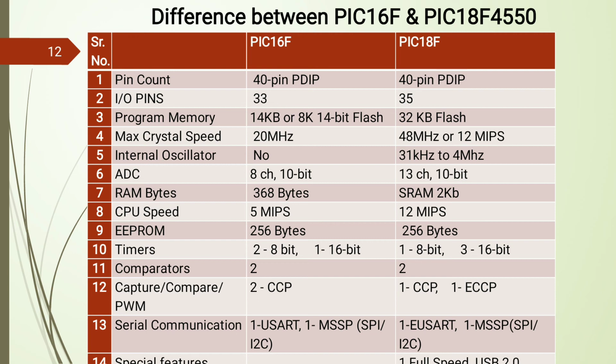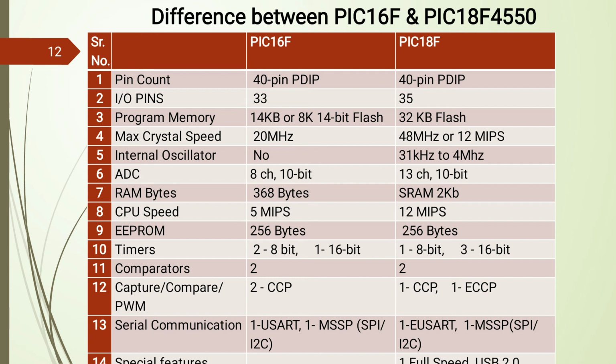And in case of comparators, that is analog comparators, in both series of controllers, 16F and 18F, comparators are the same, that is two comparators are used. And in case of the CCP module, two CCP modules are available in PIC 16F, and in case of 18F, one CCP module and one eCCP, enhanced CCP module, is used.